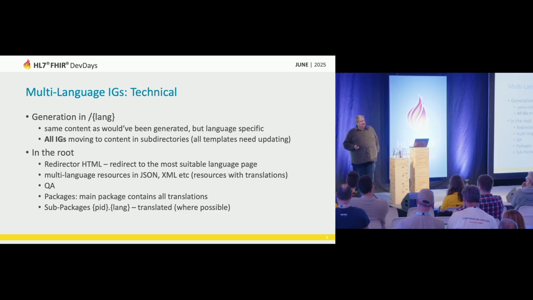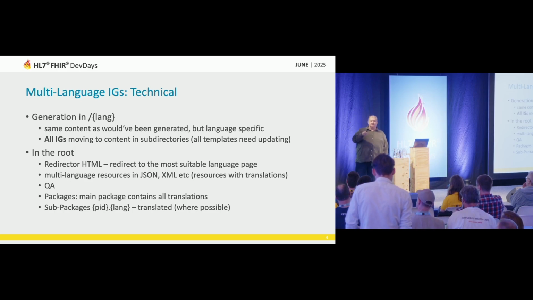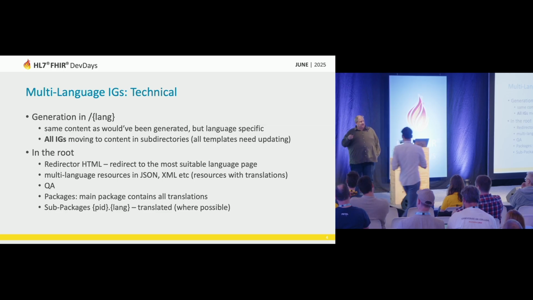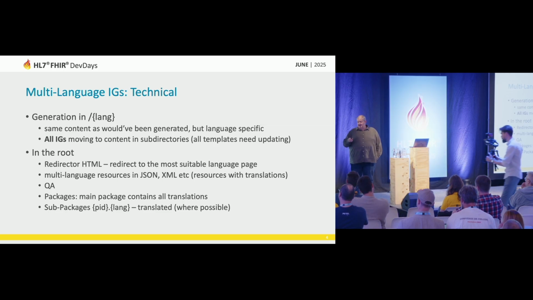The existing resources that appear when you actually go to the IG and look at the resources, the resource source, they will now appear full of translations, with all the translations in place using the translation extension. And in the packages, in the core package, you'll get all the resources with all of the translations in them. So they're actually quite big because they're loaded up with translations. And then we also produce sub-packages.